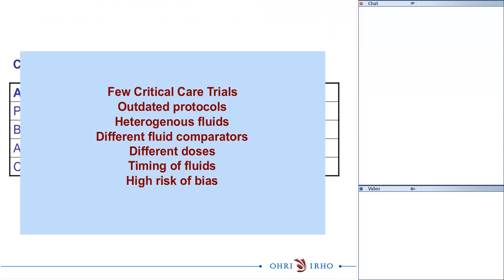Well, the reason is, up until recently, very few critical care trials have been conducted. So in our population where patients are profoundly ill with profound endothelial cell leak. In addition, the older trials had outdated protocols. They compared heterogeneous fluids. They had different fluid comparators, used different doses, used different timing of the study period with the fluids, and many of them suffered from a high risk of methodological bias, rendering us to question the believability of studies.